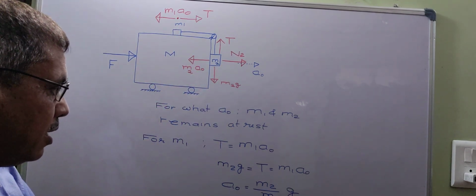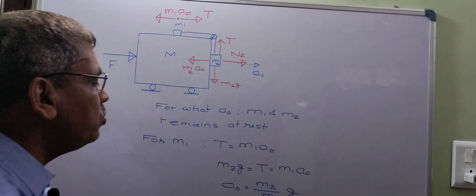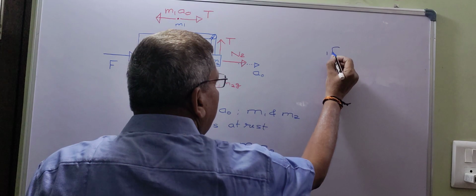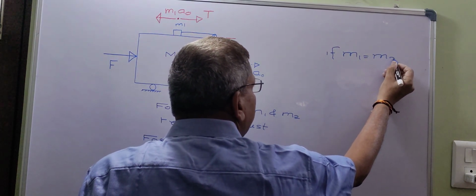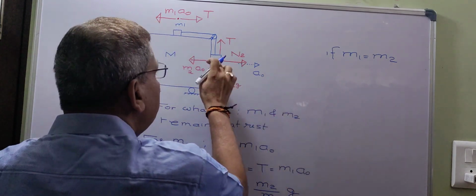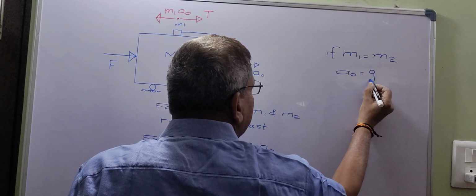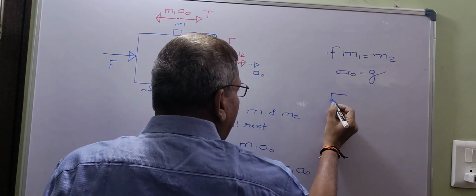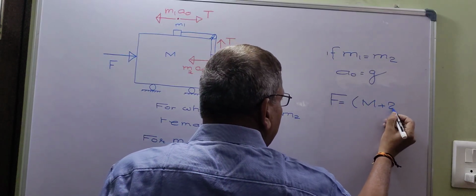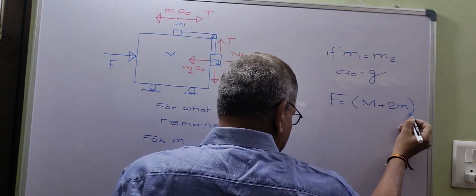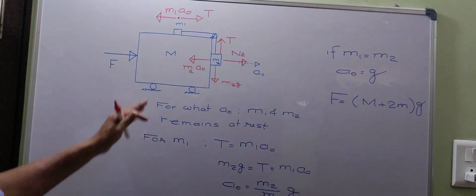Is it clear? Now if I say these two blocks are of equal masses, M1 equals M2, then what acceleration is needed to keep these two blocks at rest? That A0 will be equal to G, the acceleration due to gravity, and in that case I can say F will be equal to (M plus 2M) into G. This will be the required force acting on this block.